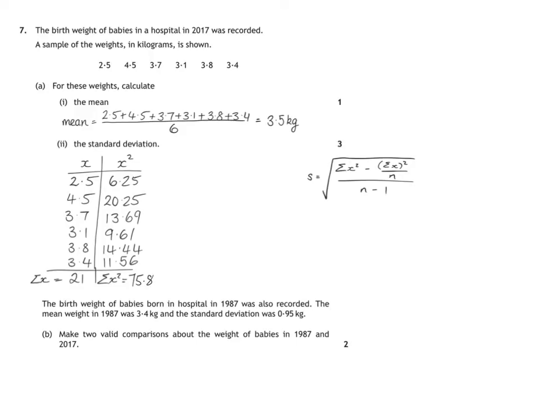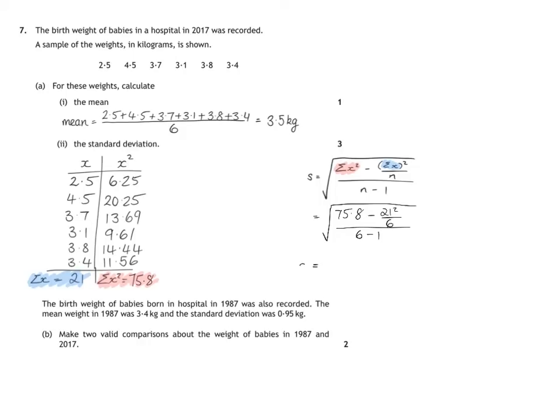So we can now put these numbers into our equation. If we're worried about which is which, sum of x, that's the one that's in this bracket up here. And our sum of x squared, that's our one that's here out the front. So we just take those and put our numbers in. So we get our standard deviation is the square root of 75.8, take away 21 squared, over n, which is 6, and then all over 6 minus 1.